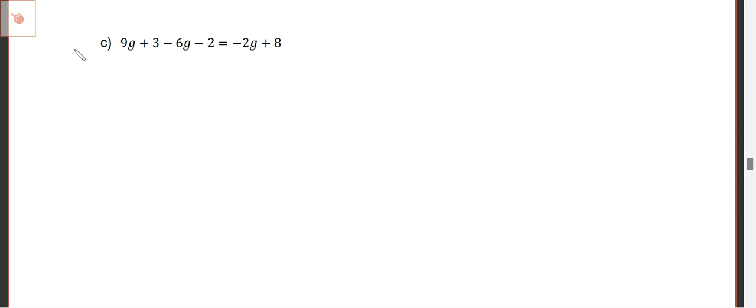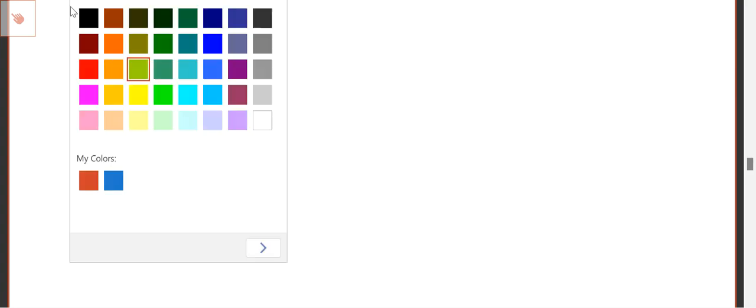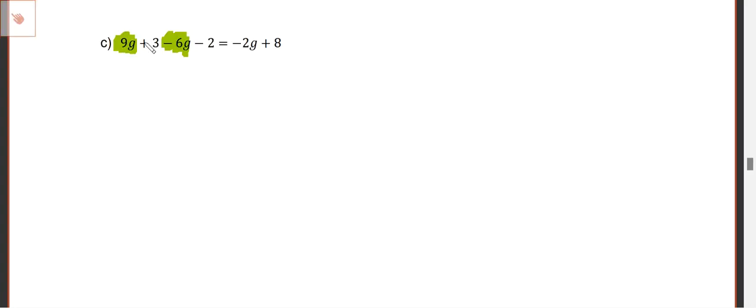Okay, we've got to collect like terms here as well. 9g and negative 6g, as well as plus 3 and minus 2. There's no simplifying on this side to be done. But what's 9g's minus 6g's? 3g's. Positive 3 minus 2, positive 1. That's equal to minus 2g's plus 8.